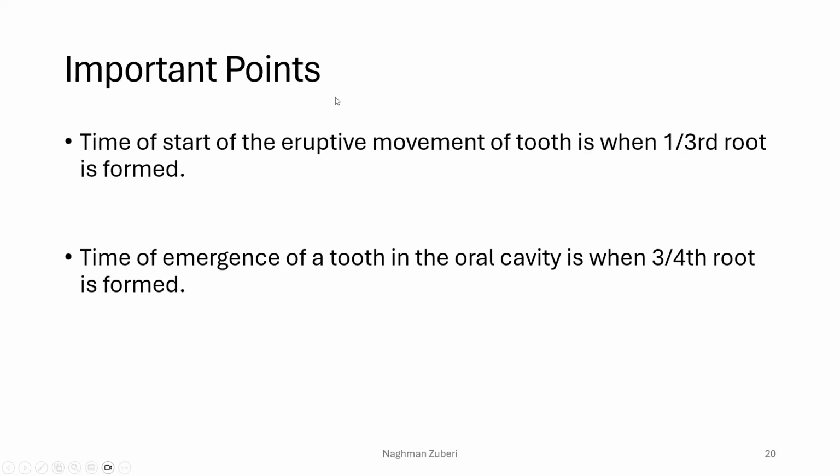Important points we need to remember: the time of start of the eruptive movement of a tooth is when one third of the root is formed, and the time of emergence of the tooth in the oral cavity is when three quarters of the root is formed.